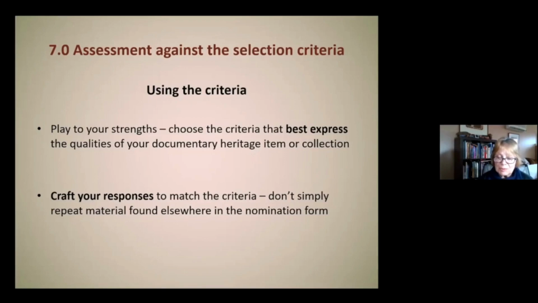And you craft your responses to match the criteria. It's going to ask you questions about what's significant about this documentary heritage. Don't simply repeat material that you've put down somewhere else in the nomination form.